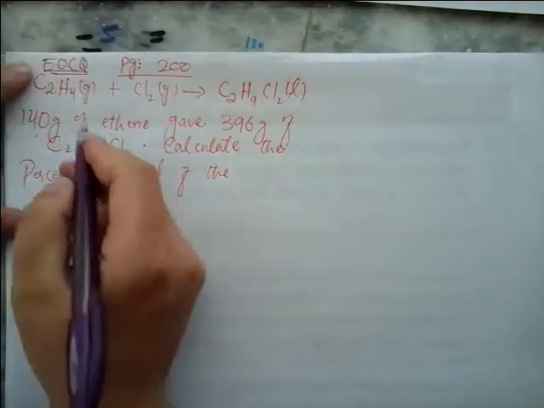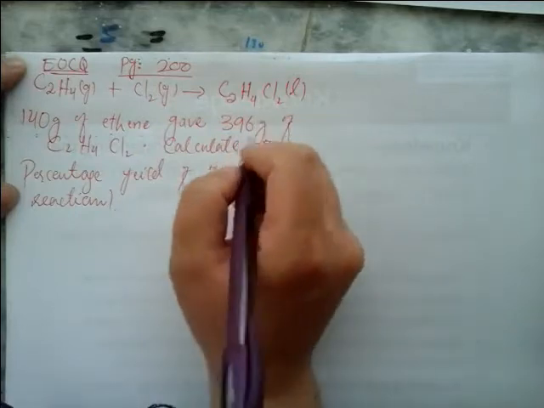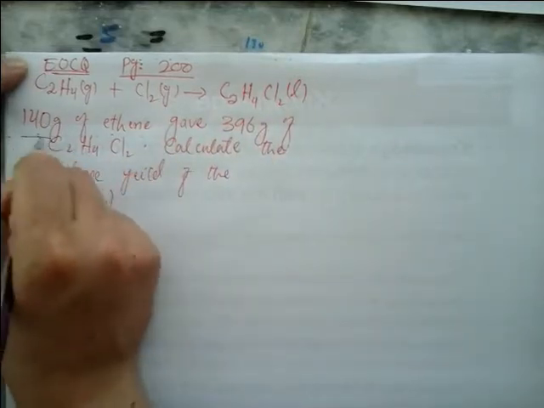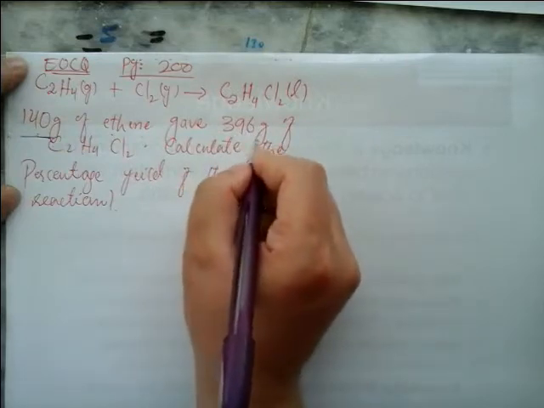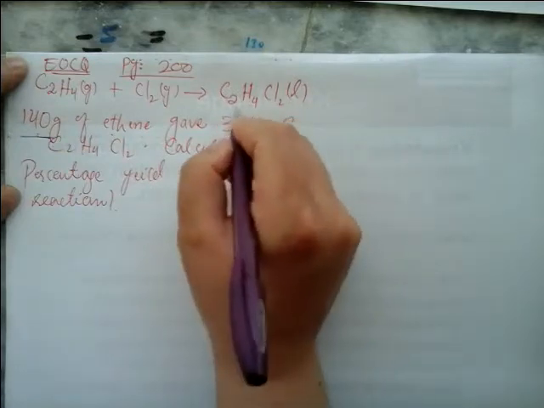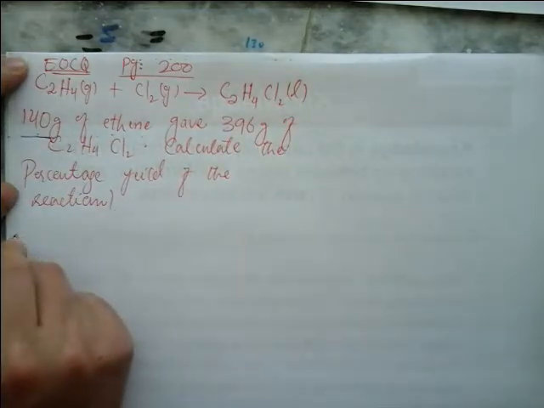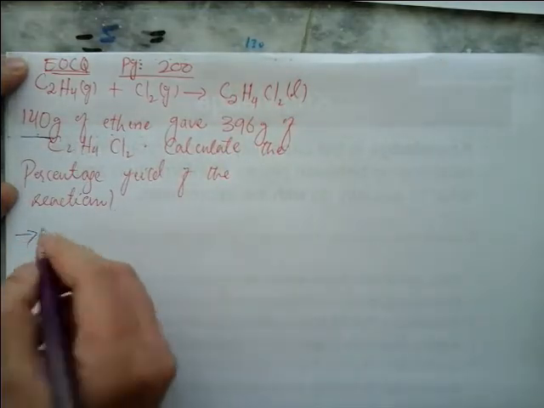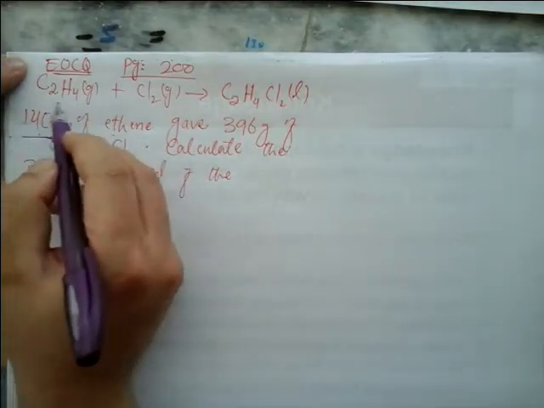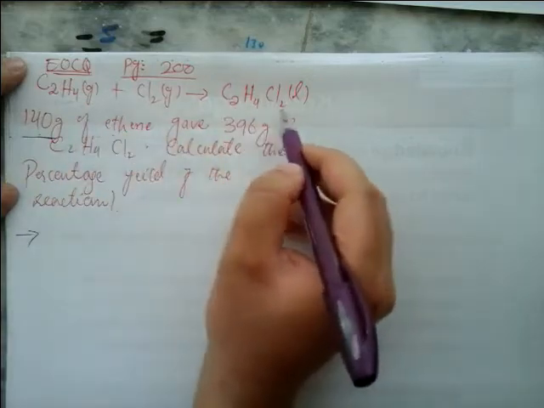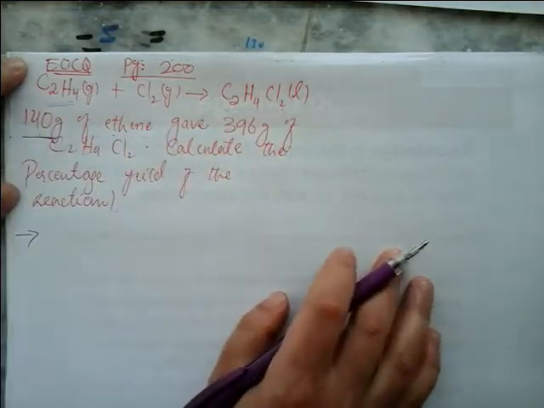In the same way, there is a question: ethene reacts with chlorine and dichloroethane is formed. 140 gram of ethene gave 396 gram of chloroethane. So what is the percentage yield of the reaction? Definitely we should know that we have to find the moles. First we have to find the moles of both the reactant and the product, and then we can easily find the actual yield and theoretical yield.